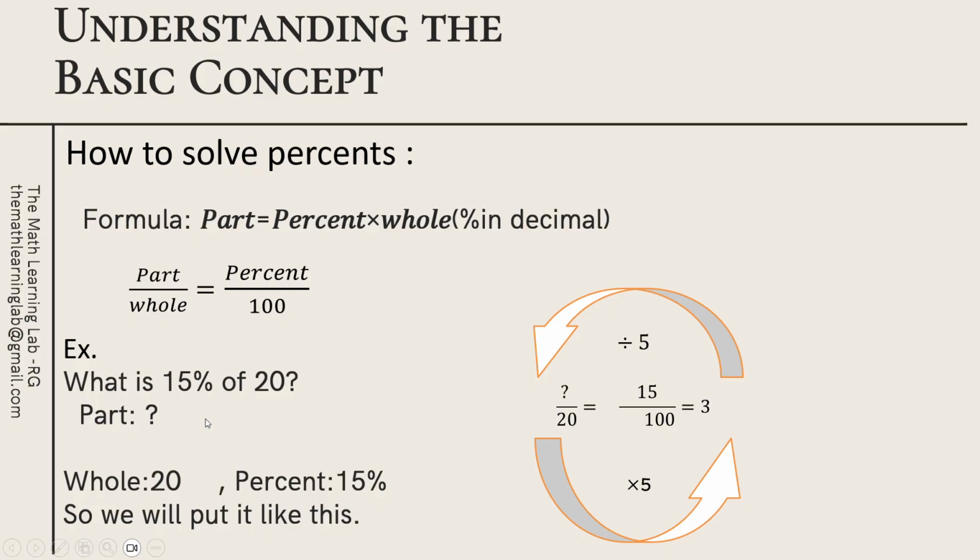So for example, what is 15% of 20? Here you need to calculate the part, because a number generally written after of is considered as the whole. So substitute in this formula as done here. Question mark over 20 is equal to 15 out of 100. Then 20 times 5 is 100. So to undo it, I need to divide 15 by 5, which is 3.